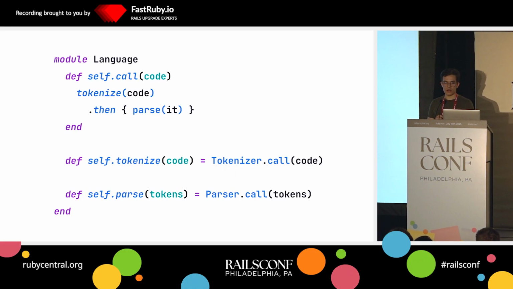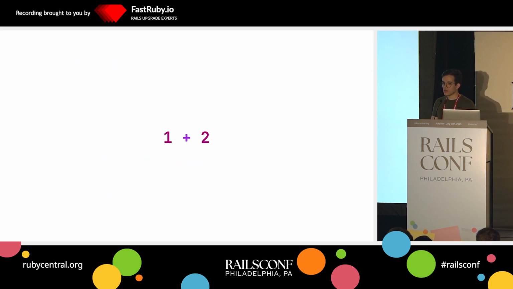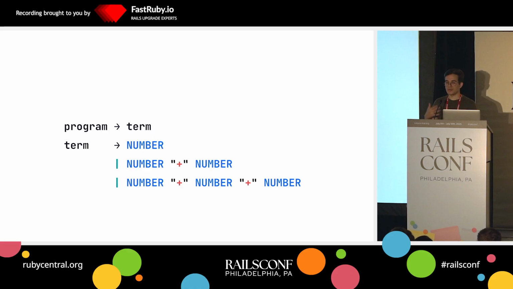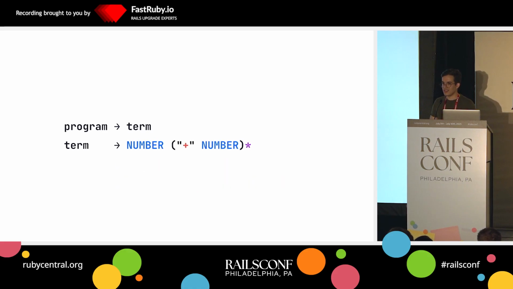Okay, so we add our parser now to our language module, and let's make this language a little more complex by adding addition. So the grammar is now like this. A program is a term, and a term is either a number, like we had before, or a number, a plus sign, and another number, or maybe a number, a plus sign, another number, a plus sign, another number, and you know where this is going. So because we can have multiple infinite-sized addition, we can write the grammar like this. A term is a number and optionally any number of plus signs and other numbers.